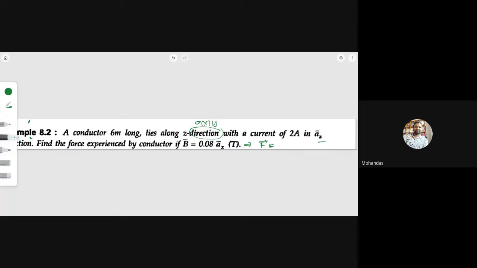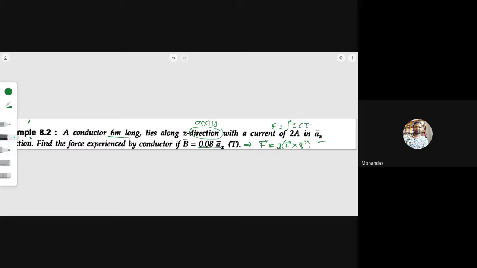Before that, as these are given in vectors, in the direction of az, and this length is also given in the direction of az, you have to write I into L cross B. Okay, if they are given in vectors, you should use this equation. If they are not given in vectors, then you will go for the integral.